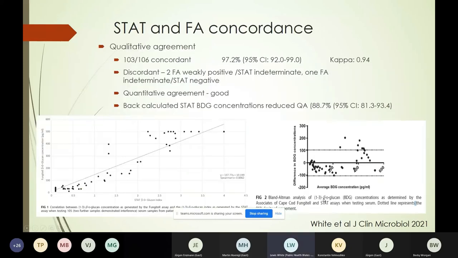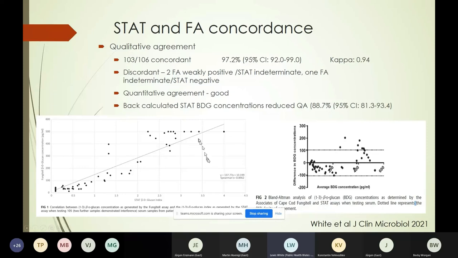In terms of concordance between STAT and the original Fungitell assay, we had really good concordance: 97%, 103 out of 106 samples. One sample was excluded because of interference on both tests, generating a kappa statistic of 0.94. Of the discordant results, there were two Fungitell weakly positive that were STAT indeterminate, and one Fungitell indeterminate that was STAT negative. In terms of quantitative agreement, there was a significant Spearman's coefficient of just around 0.9, so a very good to excellent Spearman's coefficient.